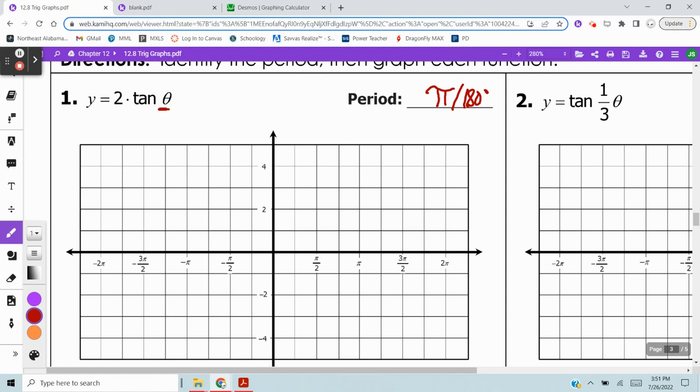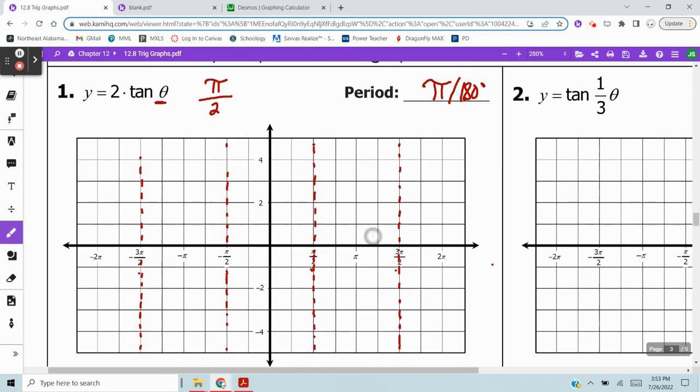And since our b value is 1, let's write that again. Our asymptote lines will be located at pi over 2 times the absolute value of b. Since our b value is 1, we don't have to worry about that. So it's going to be the odd multiples of this: 1 pi over 2, 3 pi over 2, 5 pi over 2, -1, -3, -5. That's where our asymptote lines are going to be located: pi over 2, 3 pi over 2, 5 pi over 2, negative pi over 2, -3 pi over 2. Let's go ahead and draw those asymptote lines.